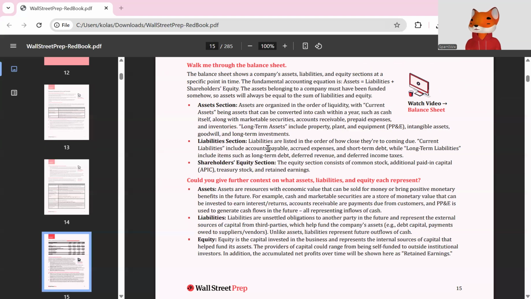Equity is the capital invested in the business and represents the internal sources of capital that have funded its assets. The provider of capital could range from being self-funded to an outside institutional investor. In addition, the accumulated net profits over time will be shown here as retained earnings.